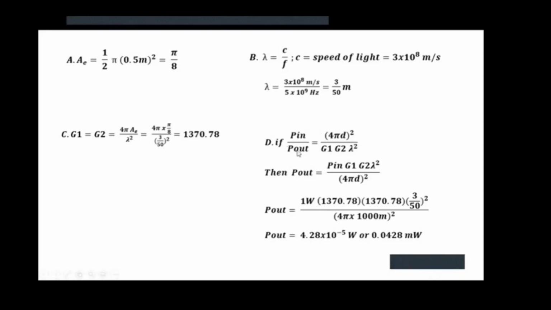So if we want to solve for P out, we will just cross multiply and derive P out from the formula. If we do that, we will get P out is equal to P in, gain 1, gain 2, lambda squared, all over 4 pi D quantity squared.